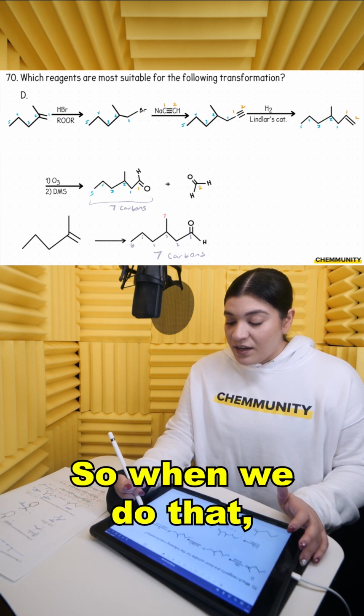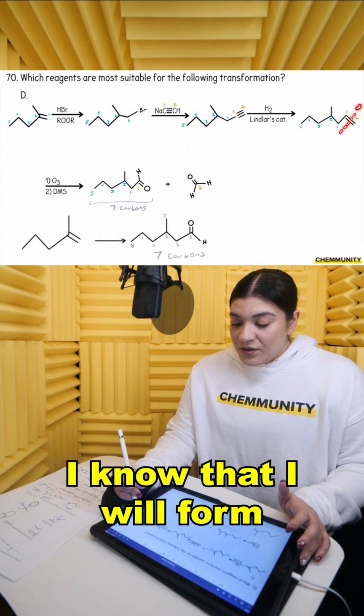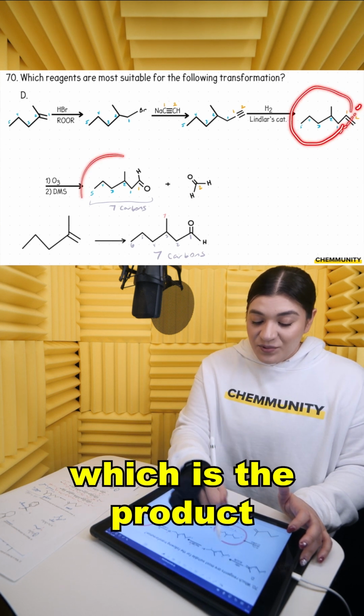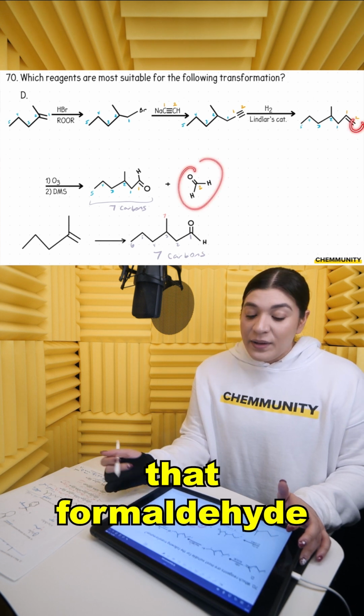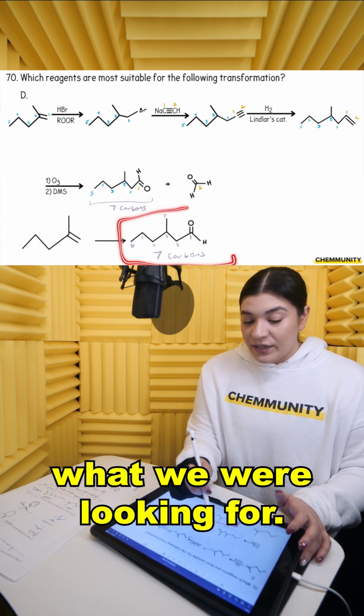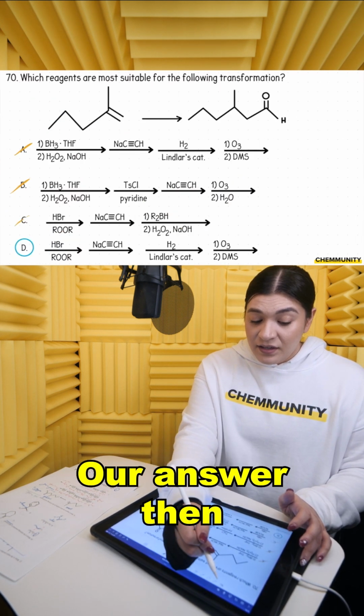So when we do that, when we cut this down, I know that I will form that aldehyde here, which is the product we're looking for, and of course, we still have that formaldehyde there, but this was what we were looking for. Our answer then is going to be D.